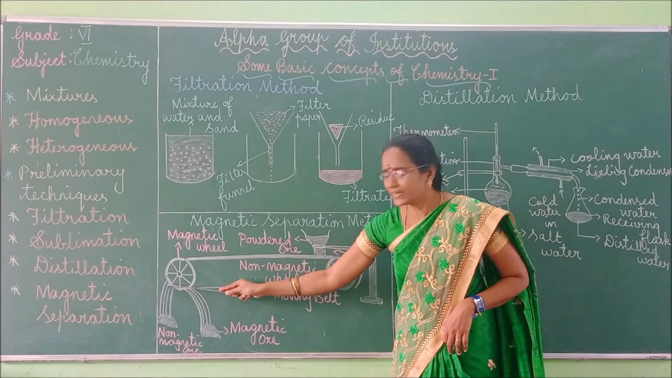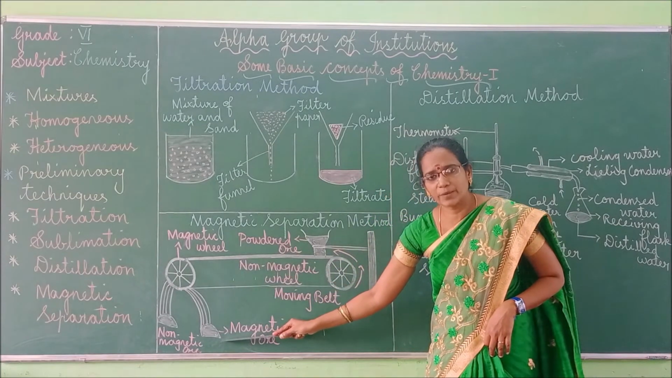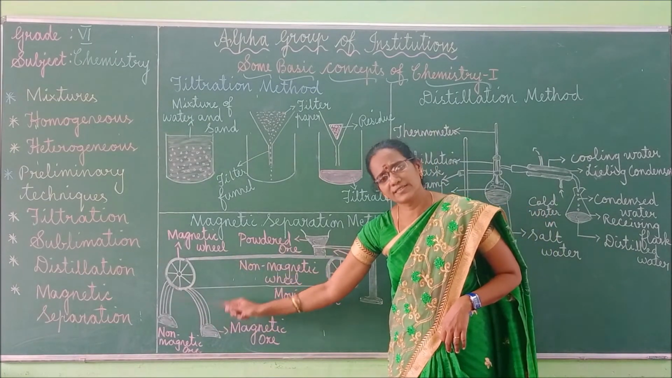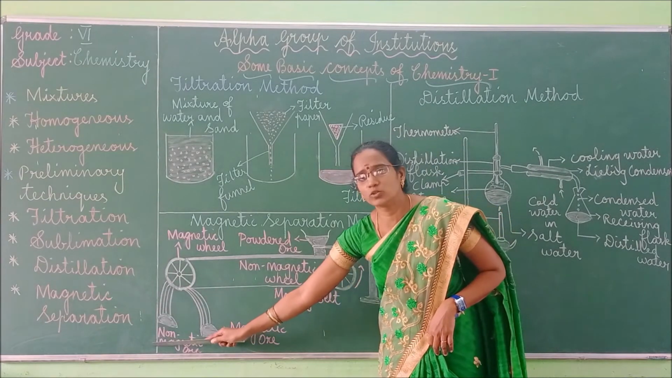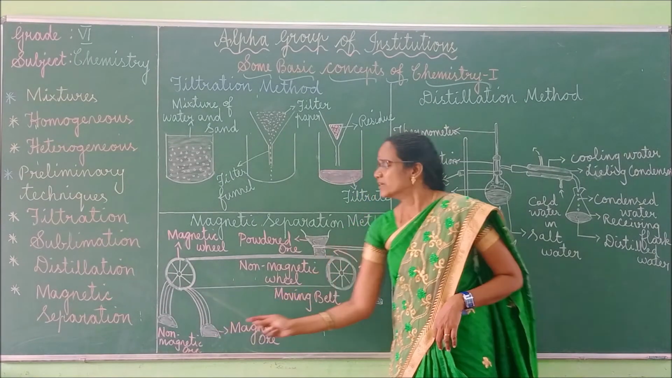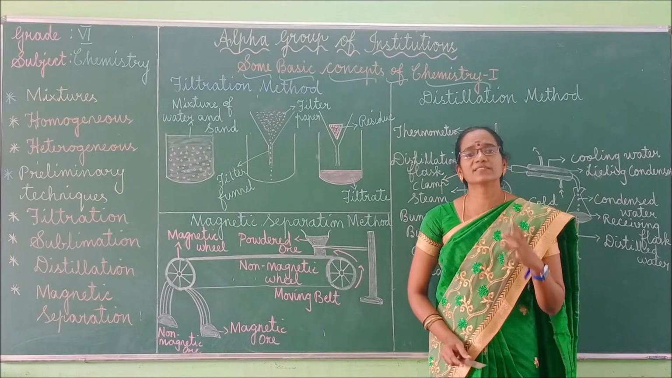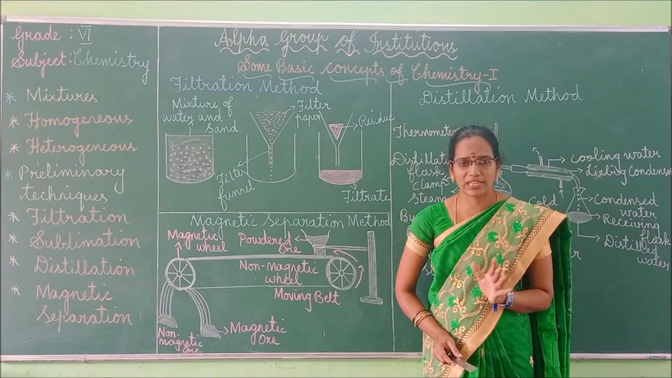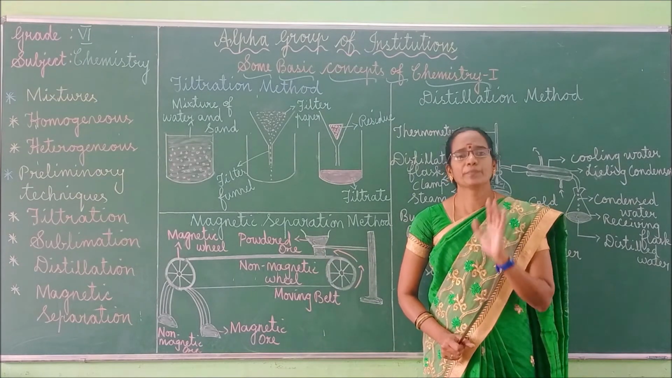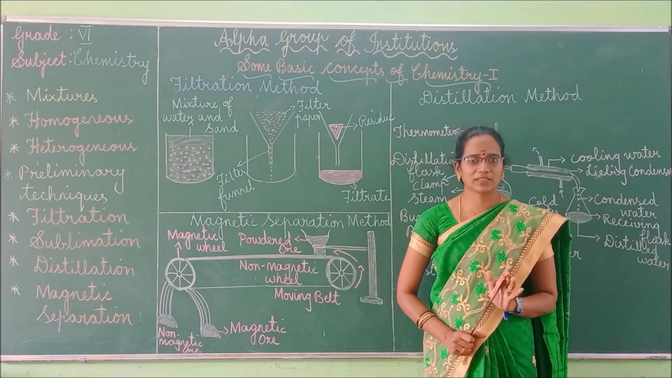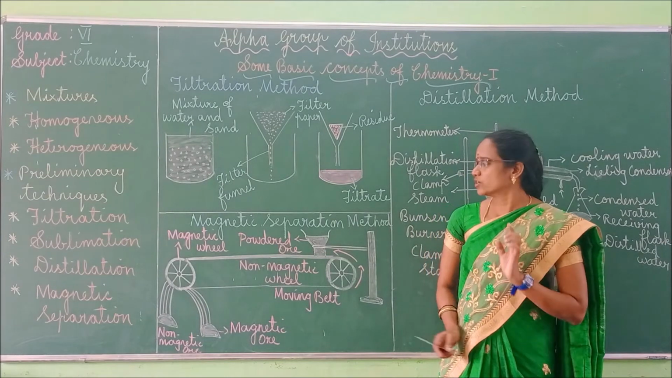Since this wheel is magnetic in nature, it collects all the magnetic materials into a separate place and the non-magnetic materials into a separate place. Okay. So in this manner we can separate the iron fillings. This method of separation is called the magnetic separation method. Got it, children? Right? Good.